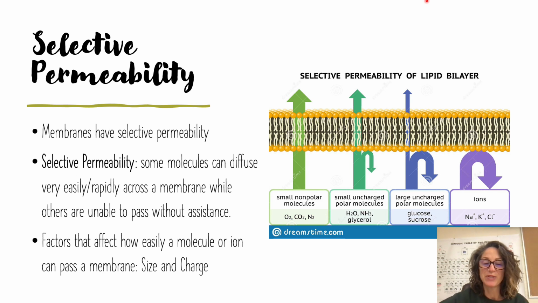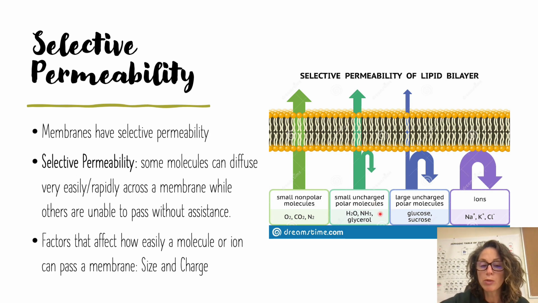Some molecules can diffuse very easily through the membrane, whereas some are unable to pass without some form of transport to assist. So looking here, this is a great diagram to highlight to help you remember. So small nonpolar molecules can just pass through. So something like oxygen, carbon dioxide, or nitrogen can just pass right through. And we can imagine the severe importance of carbon dioxide and oxygen to just be able to come in and out, which allows for respiration.